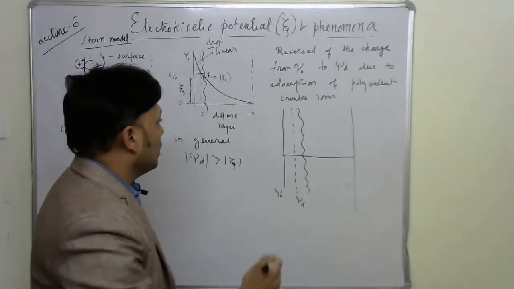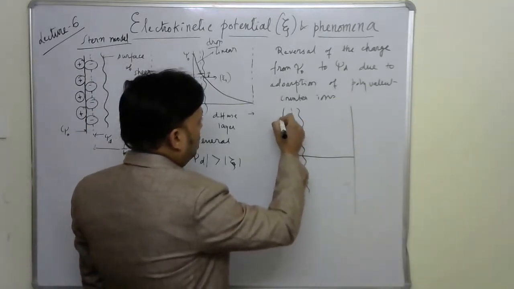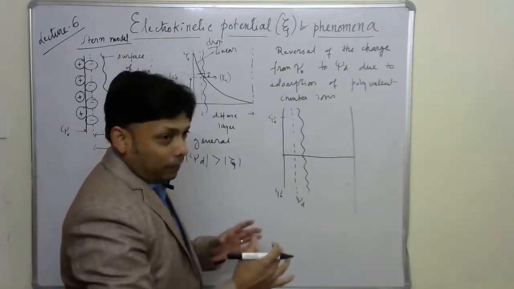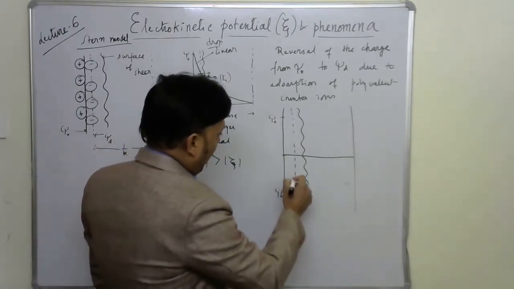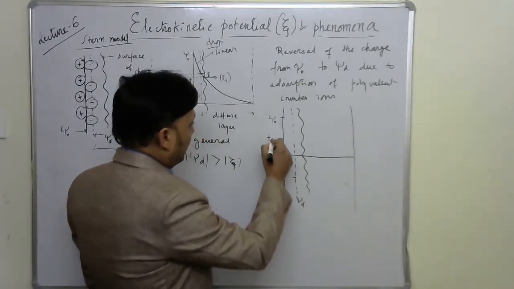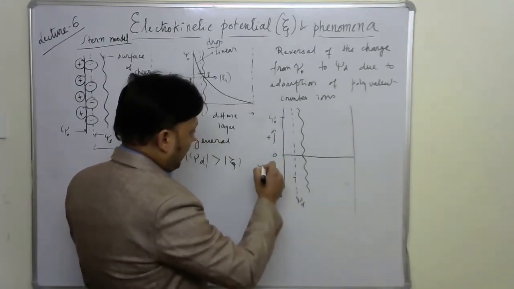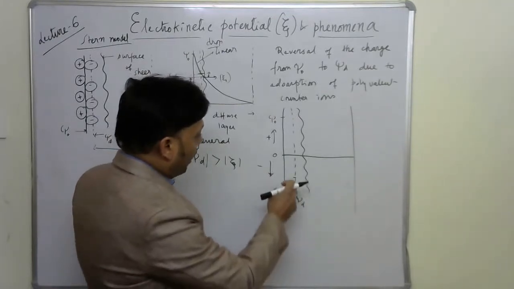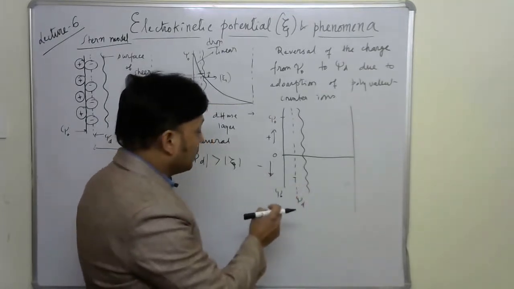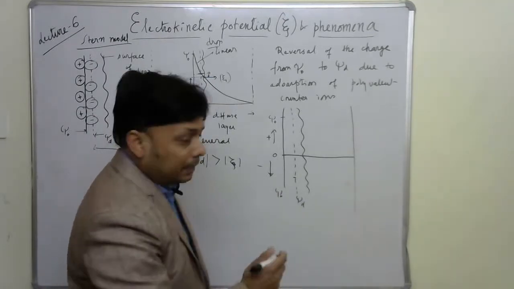So like this. We started with a positive psi 0 here, but due to adsorption of polyvalent counterions, the psi d can drop to the negative side. So this is 0, this side is positive and this side is negative. Therefore we have a negative charge on the Stern plane. That means the Stern potential is basically negative.